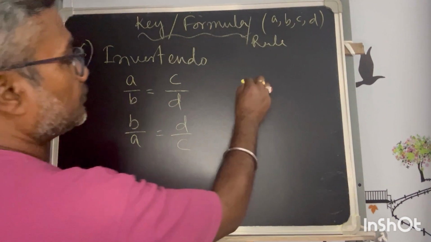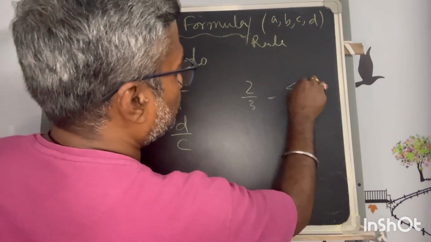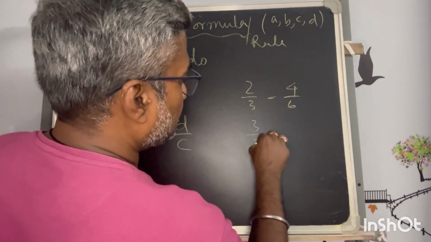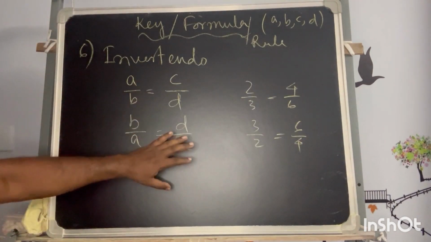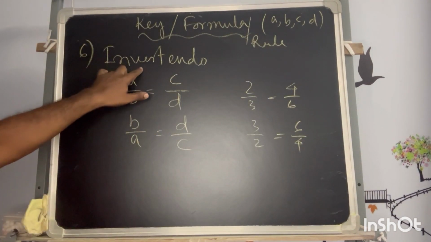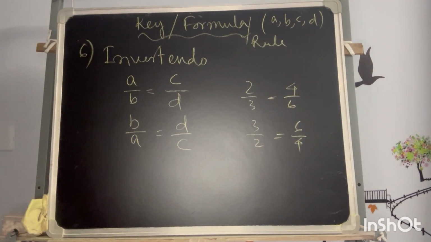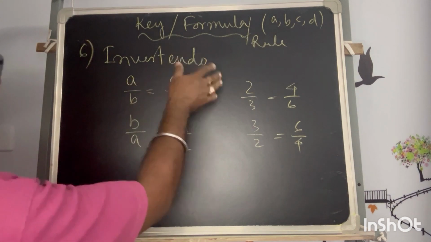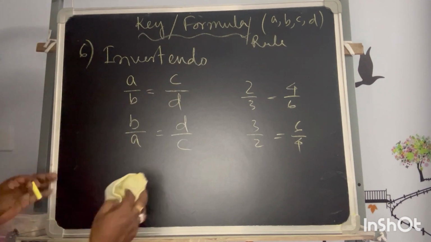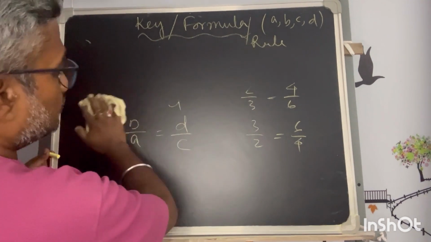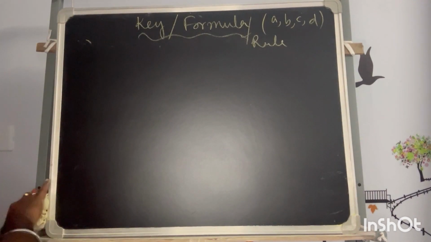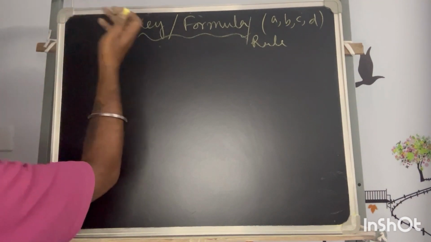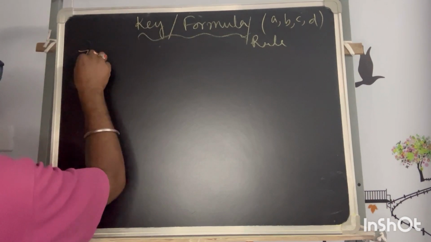So if I say 2 by 3 is equal to 4 by 6, then definitely 3 by 2 is equal to 6 by 4. If I invert both the ratios, they will also be equal. So this comes under invertendo. Okay, the last one is different, and it is a very universal, very unique kind, I mean to say.